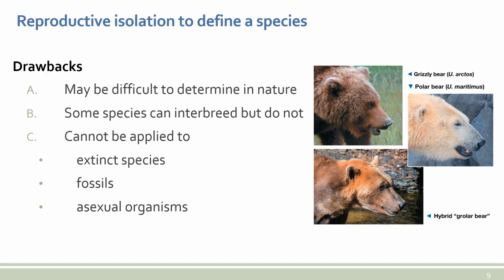The other drawback to this one is that it cannot be applied to extinct species, because you can't tell from a fossil if one fossil's organism was able to interbreed with another fossil's organism. Just can't happen. So we can't apply it to extinct species. We can't apply it to anything that we're looking at from a fossil that is already extinct. This also doesn't work for asexual organisms.